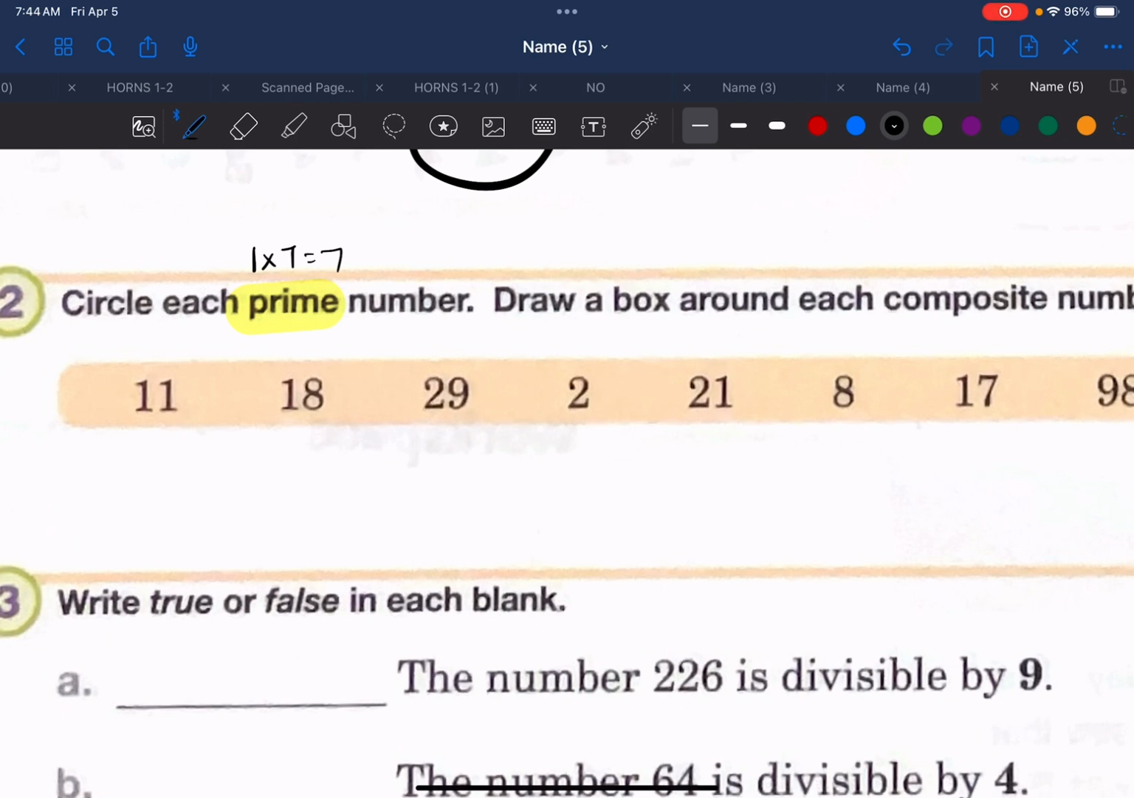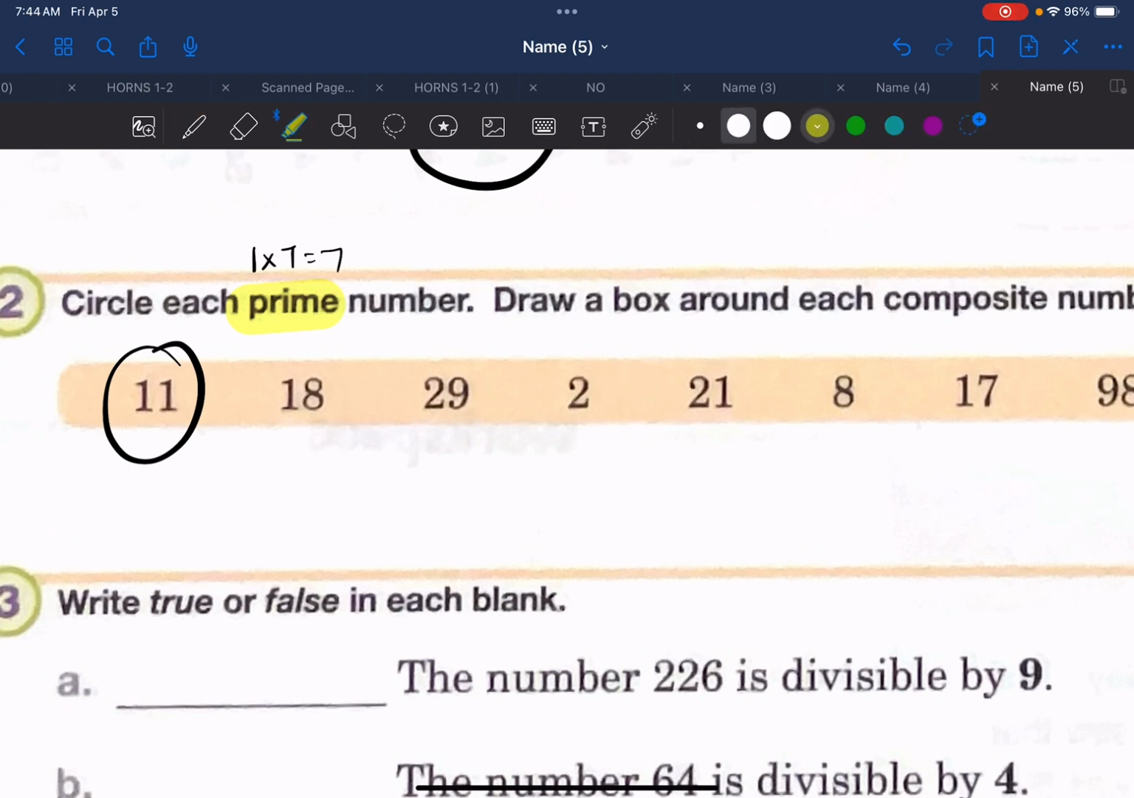So, for example, can I make 11 by doing anything? Like, can 2 times anything make 11? When I skip count by 3s, do I say 11? If I skip count by 4s, do I say 11? None of those. So I would circle 11.